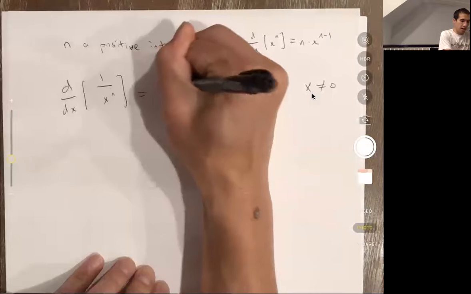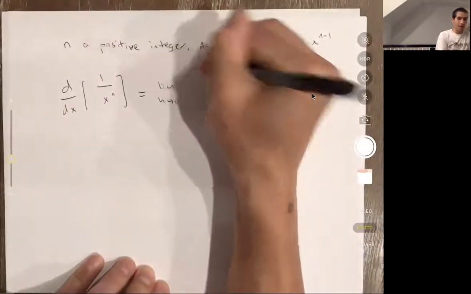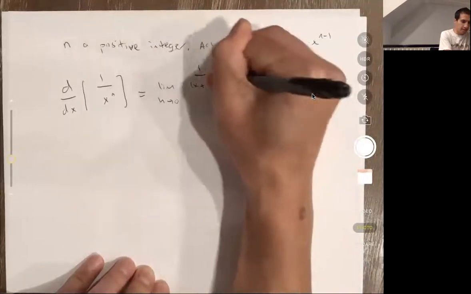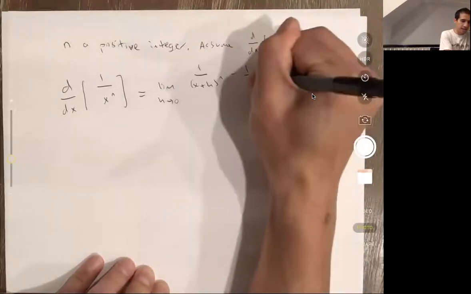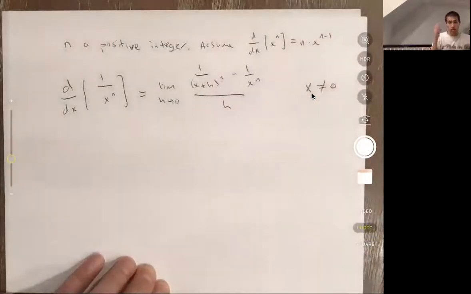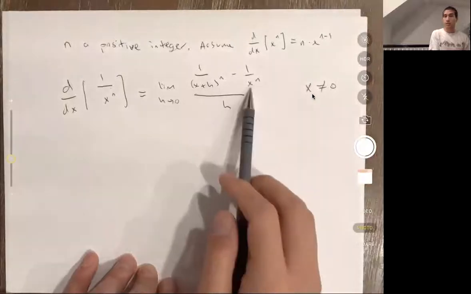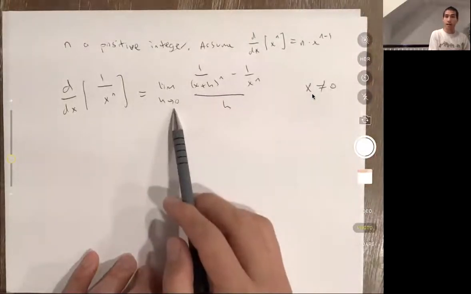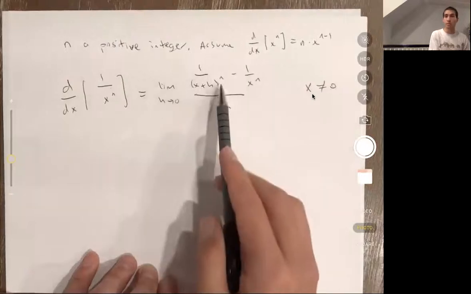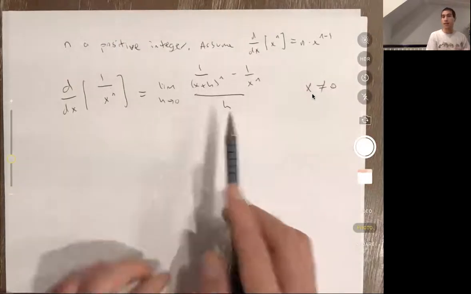So it's the limit as h goes to 0 of f of x plus h, so that's 1 over x plus h to the n, minus f of x, which is 1 over x to the n, divided by h. Okay, and so we need to try to take this limit, right? Unfortunately, these two things are confusing. Sorry, they're not undefined. When h goes to 0, the numerator goes to 0, and the denominator goes to 0. So we need to simplify somehow.